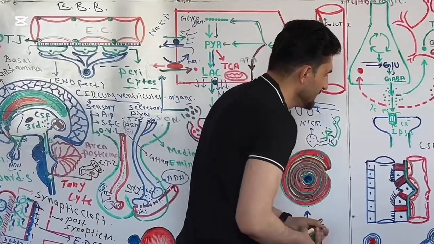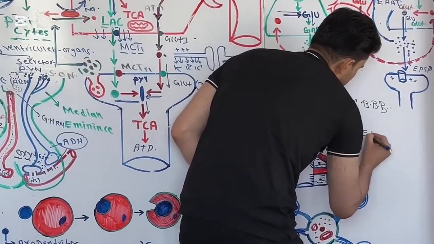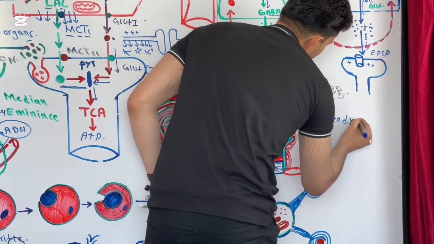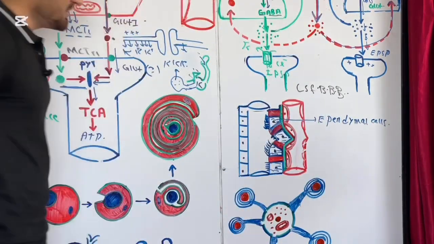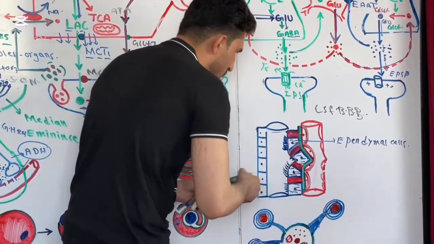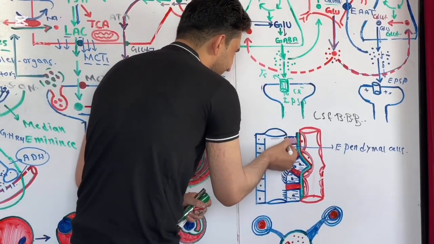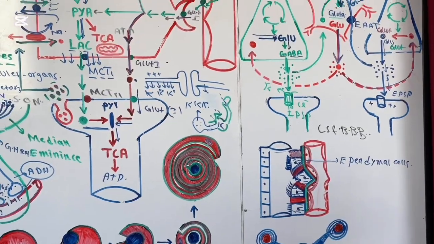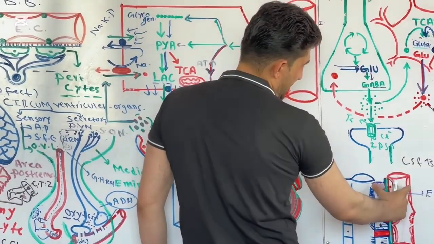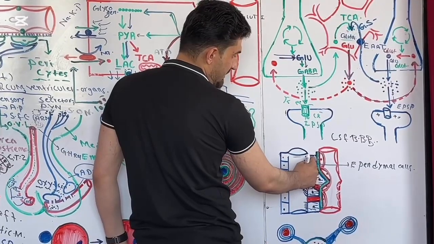Here we have these ependymal cells. Here's the spelling, ependymal cells. And between two ependymal cells we have a tight junction. So here we have tight junctions between endothelial cells, and here we have tight junctions between ependymal cells. So here the blood CSF barrier is made of endothelial cells, basal lamina, ependymal cells, and tight junctions.